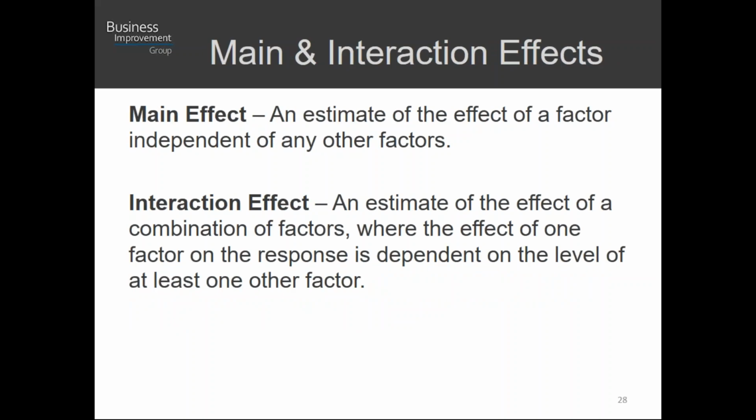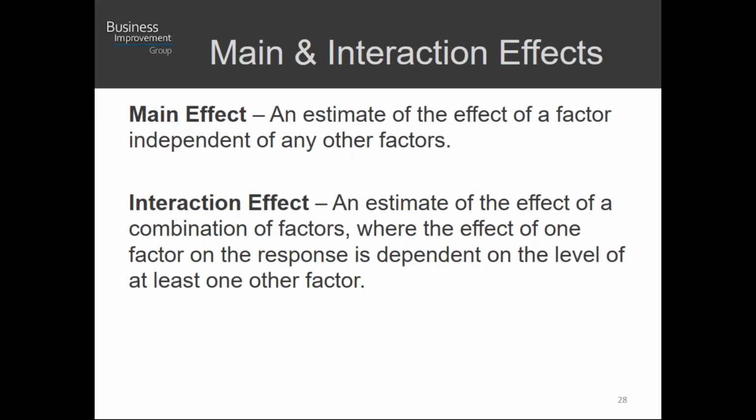A main effect, as we introduced earlier, is an estimate of the effect of a factor that's independent of any other factors, right? So if all I did was change A from high to low, what is the net effect of that setting change on my output, independent of anything else.